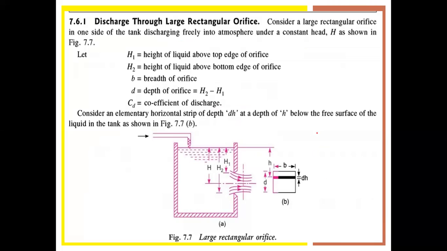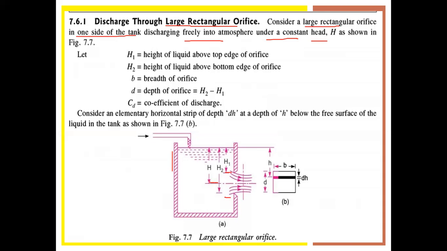Now, the discharge through a large rectangular orifice. Considering a large rectangular orifice in one side of the tank, maybe any side, left side or whatever it is, discharging freely into atmospheric pressure under a constant head. From this figure, this is a container. This orifice has a head level H1, a head level H2, and the average head H.